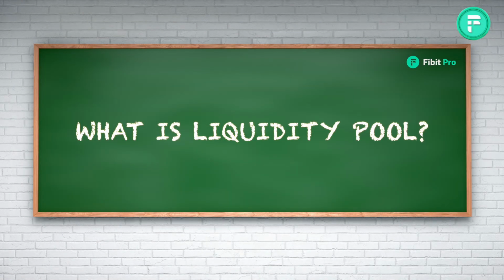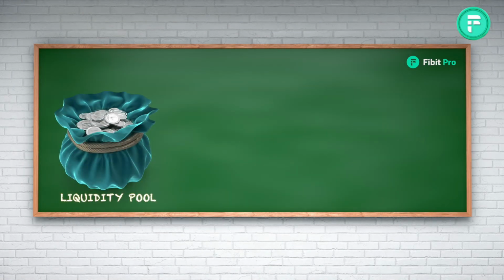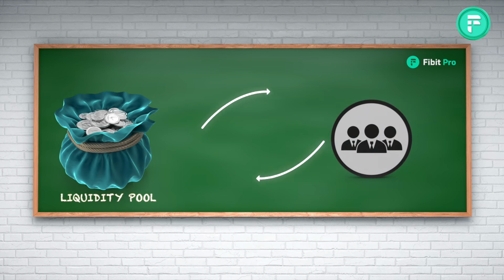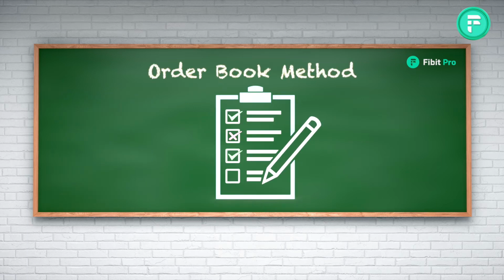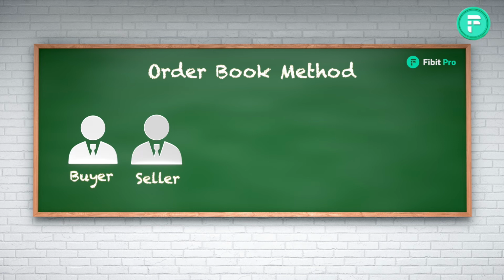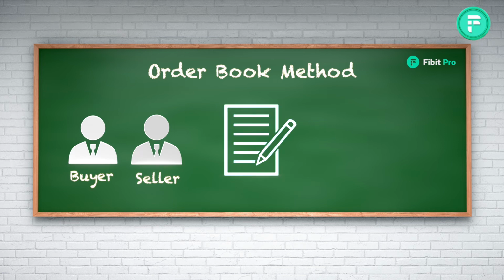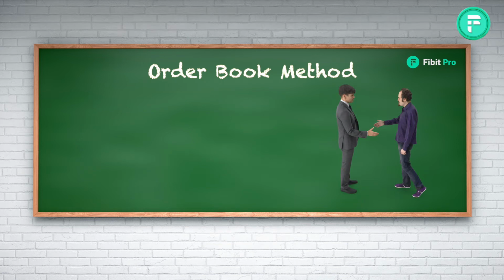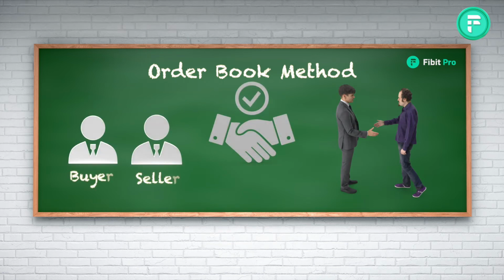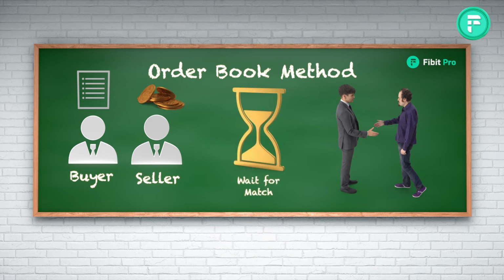What is a liquidity pool? Liquidity pools, in actuality, are smart contracts that let traders exchange their tokens and coins even in the absence of a buyer or a seller. The order book method is how the traditional stock market operates, in which buyers and sellers record their orders for how much they want to sell or buy and at what price. When two parties agree on a price, the trade is completed, with the buyer receiving the stock and the seller receiving the money. This approach requires you to wait for someone to meet your expectations.